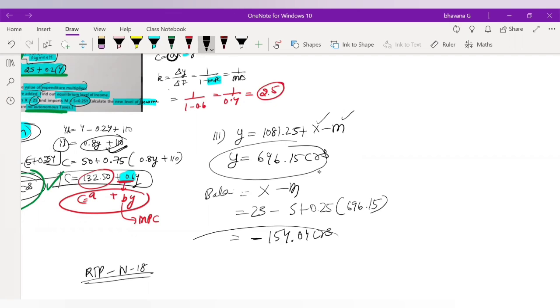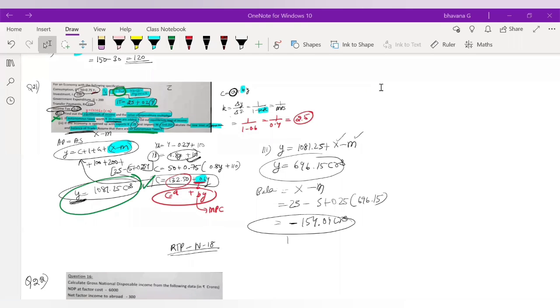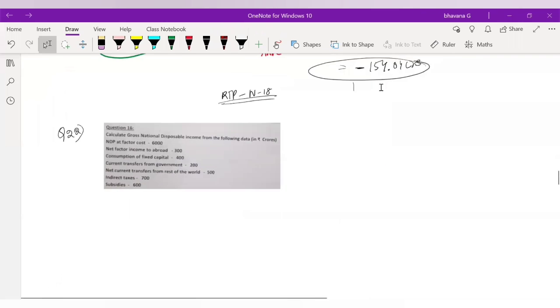Okay, so this is your balance of trade. That means your imports are greater than your exports. Okay, fine. Now let's move on to the next question, guys. The next question is question number 22.